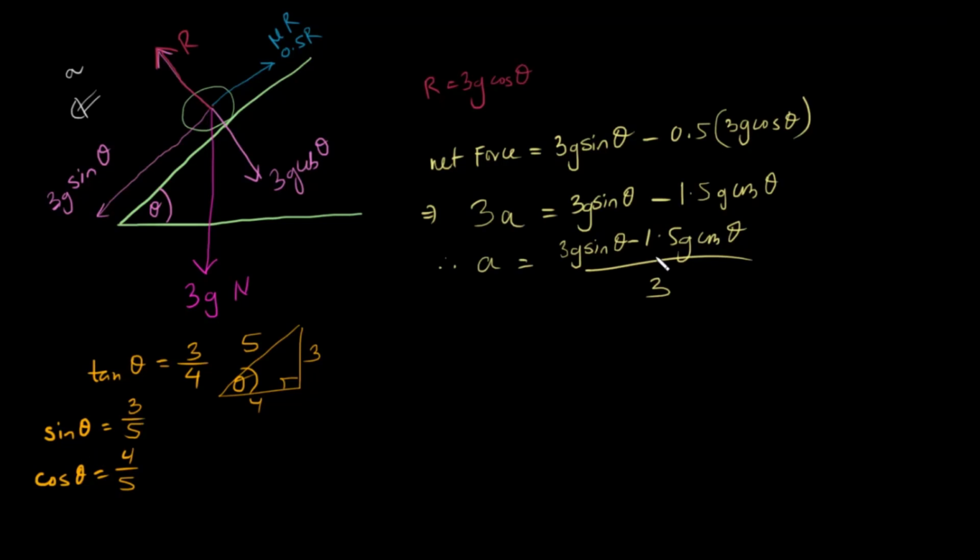So we can plug in the values: instead of sine theta we plug in 3 by 5, and instead of cos theta we plug in 4 by 5. It turns out to be 9 by 5g minus 1.5 into 4, that is 6 by 5g, divided by 3, and we can figure out the value of the acceleration. So this is 1.96 meters per second squared.